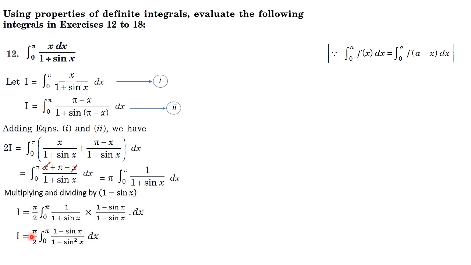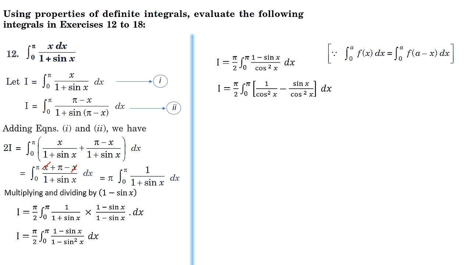Then I is equal to pi by 2 into integral 0 to pi of (1 plus sin x) into (1 minus sin x). That is in the (a plus b) into (a minus b) format, and the formula is a square minus b square. Then in the numerator, 1 into (1 minus sin x) is 1 minus sin x. Then I is equal to pi by 2 into integral 0 to pi, numerator same, 1 minus sin x, by 1 minus sin square x, which we know is cos square x.